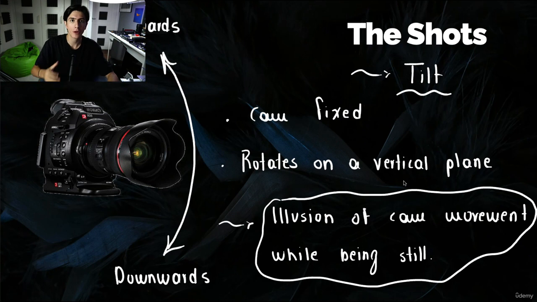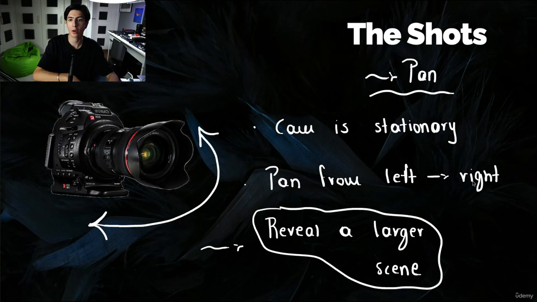There was a change in the shot, but the camera stayed completely still. So enough with the tilt shots. Let's move to the second category of shots, which are the pan shots. Now, during the pan shot, just like the tilt shot, the camera is completely stationary. It doesn't move. It stays in a complete location.